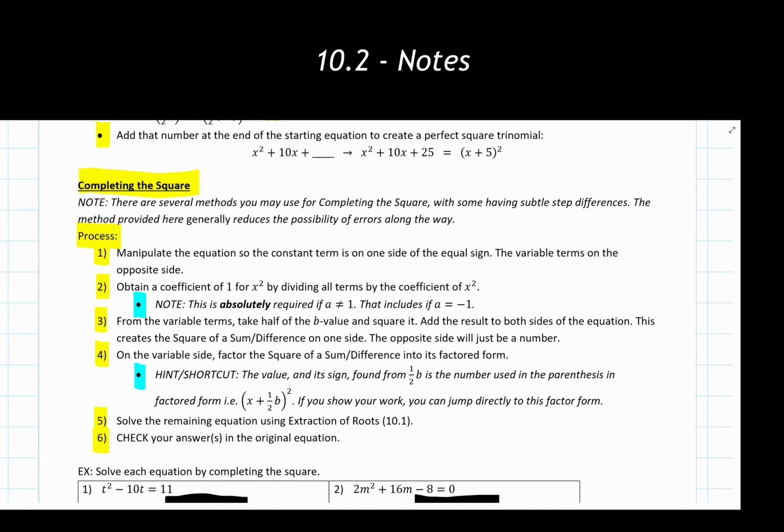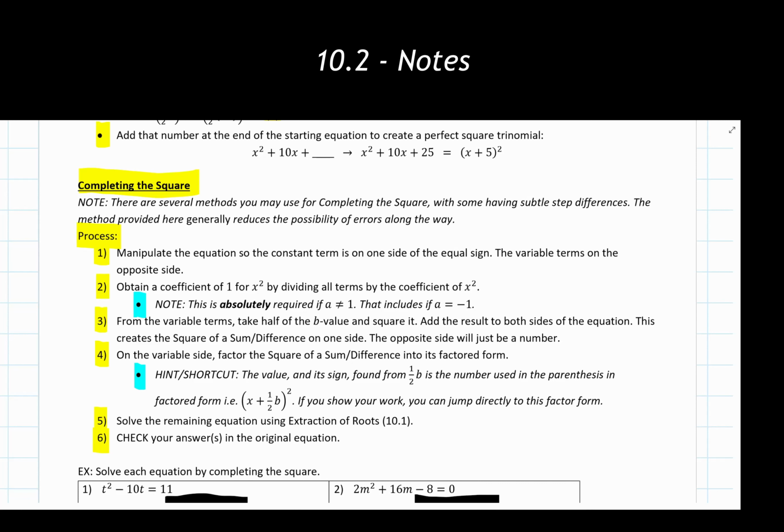So our first step in our process, we want to manipulate the equation so the constant term is on one side of the equal sign, the variable terms on the opposite side. So our goal is essentially to create an equation in standard form, but the constant terms are all on one side, I should say, and then the variable terms on the other.